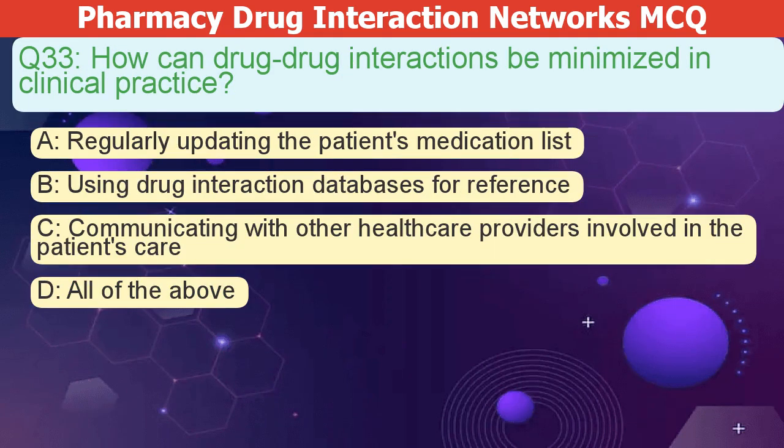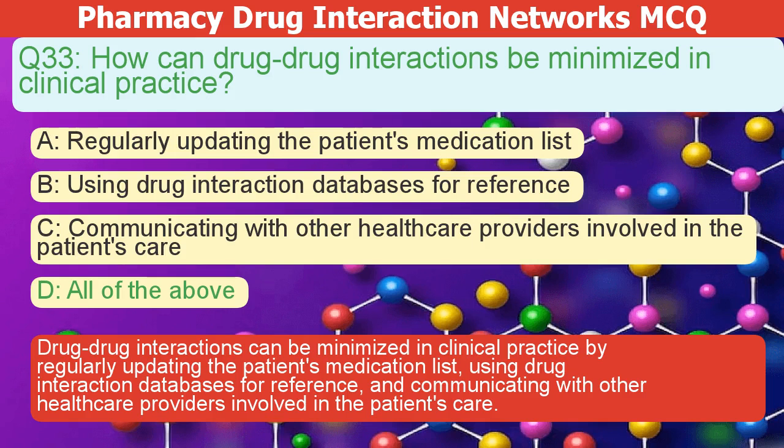How can drug-drug interactions be minimized in clinical practice? A. Regularly updating the patient's medication list. B. Using drug interaction databases for reference. C. Communicating with other healthcare providers involved in the patient's care. D. All of the above. The correct answer is D. Drug-drug interactions can be minimized in clinical practice by regularly updating the patient's medication list, using drug interaction databases for reference, and communicating with other healthcare providers involved in the patient's care.